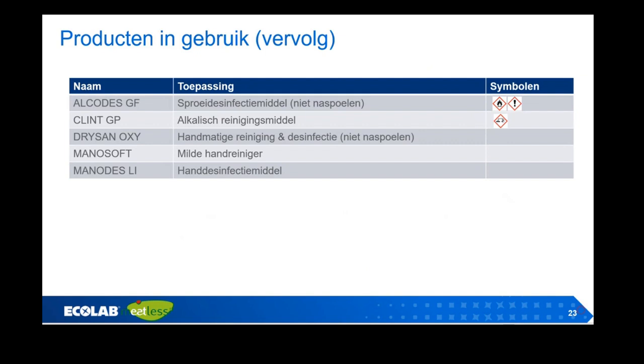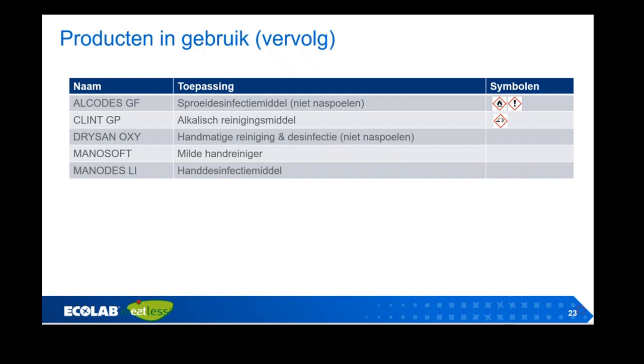Then you have the Alcodes GF. That's the disinfection agent, and you don't have to rinse it. So it's a no rinse. Alcodes GF? Yes, there is only IPA in it, isopropanol. So it's really an alcohol. The Drijfzaamoxy is the mineral cleaning agent and also disinfection, which you don't have to rinse.